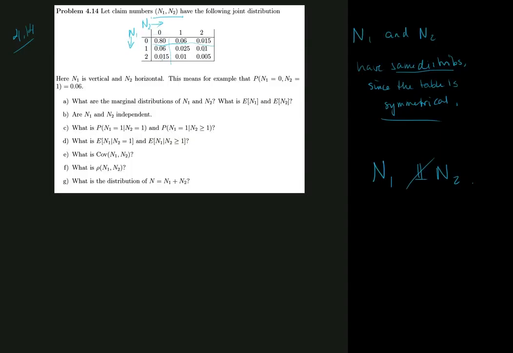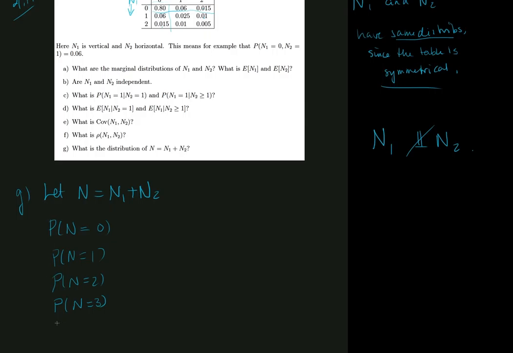So now on to problem 414G. What is the distribution of N equal N1 plus N2? So what we want to find here is, well, let N be equal to N1 plus N2. Then we want to find the distribution of N, meaning that we want to find the probability that N is equal to 0, the probability that N is equal to 1, the probability that N is equal to 2, the probability that N is equal to 3, and lastly, the probability that N is equal to 4.